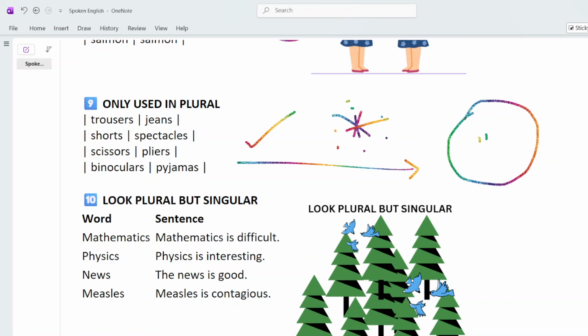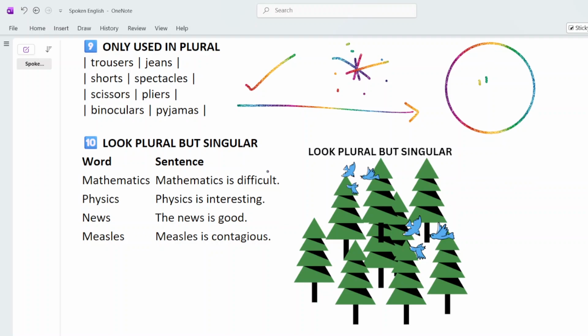Why do you think that trousers, jeans, shorts, spectacles, scissors, pliers, binoculars, pajamas are all plural already? Why don't they have a singular form? Because they have two parts. Okay, we say these scissors, and we don't say this scissors, okay? Things like that. We don't pronounce these in singular format. We are always going to be using them in plural format, okay?